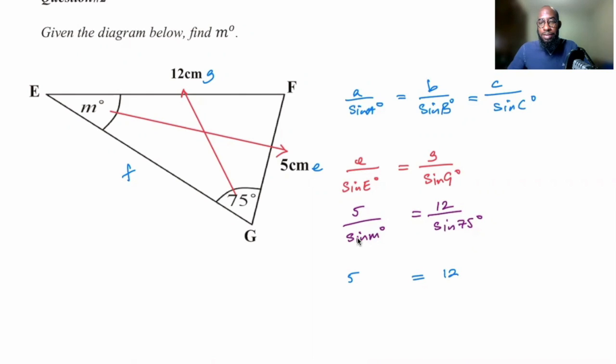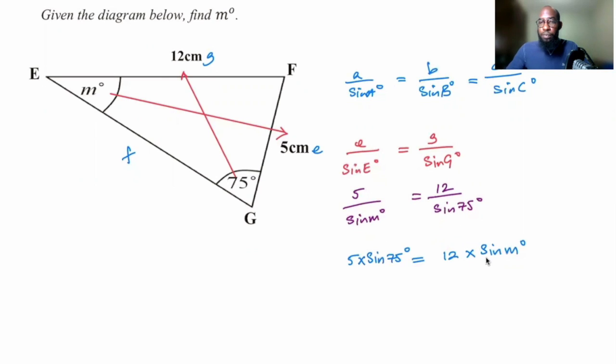So let me write down my numerators first and leave a little space here. To get rid of this sine m degrees, if I multiply here by sine m, it will cancel out, and I have to multiply across here by sine m degrees. Getting rid of means making it 1. If I multiply this side by sine 75 degrees, it will cancel out. Now, if I divide both sides by 12, this will cancel out and I'll remain with sine m alone.